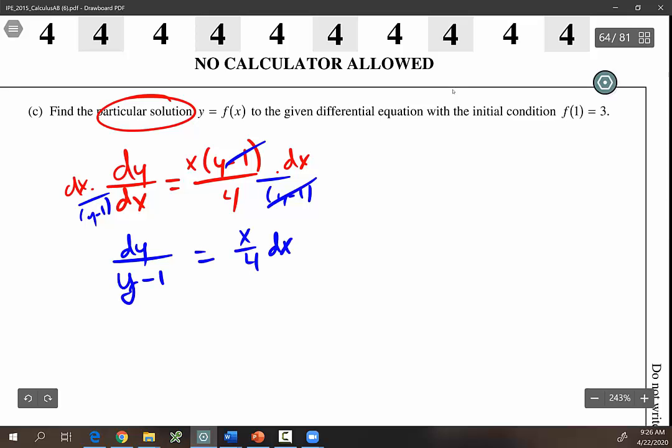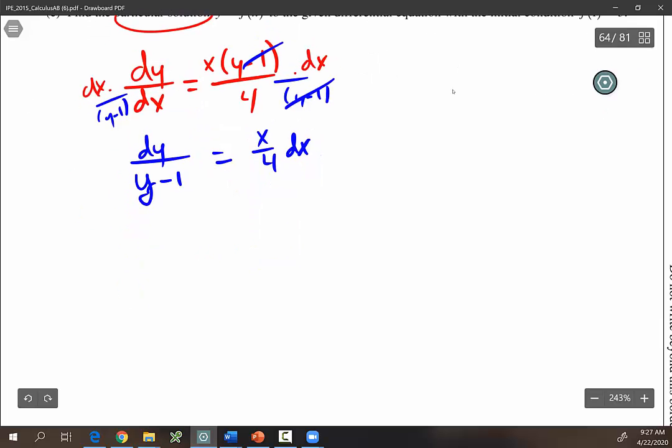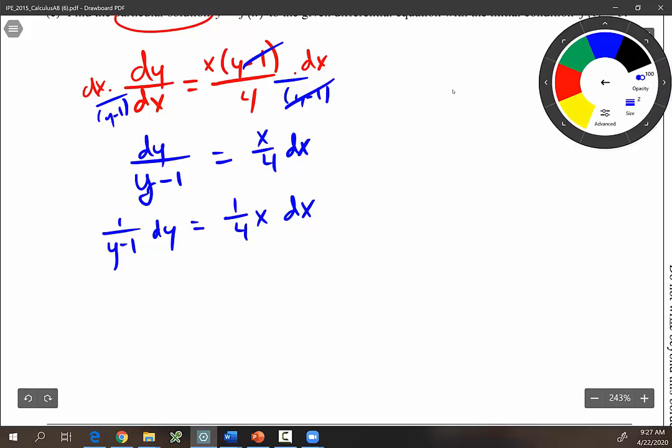And if we want to rewrite this, I chose to rewrite it as 1 over y minus 1 dy equals 1 over 4 x dx. To me, that just makes it a little bit easier. You don't have to. And then we will take the integral of both sides.